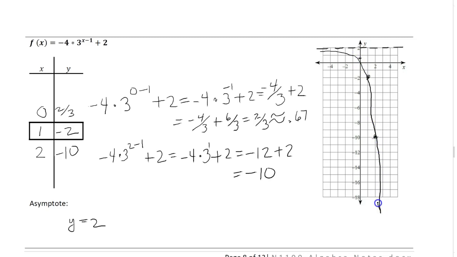Notice that this time the graph is below the dotted line. This is called reflected. Whenever the graph is below the dotted line, it is reflected. This is caused when the multiplier at the beginning is negative. The negative 4 caused the graph to be reflected.